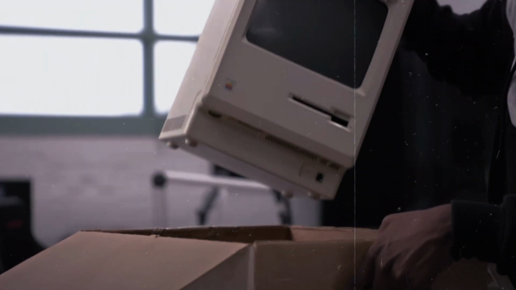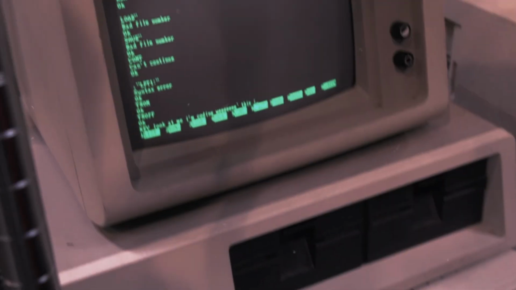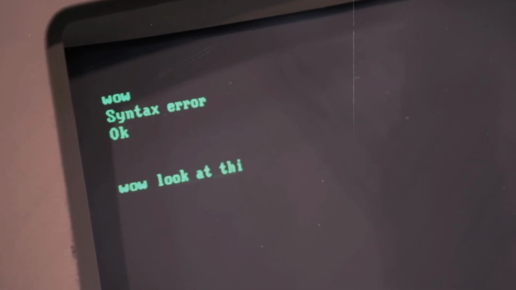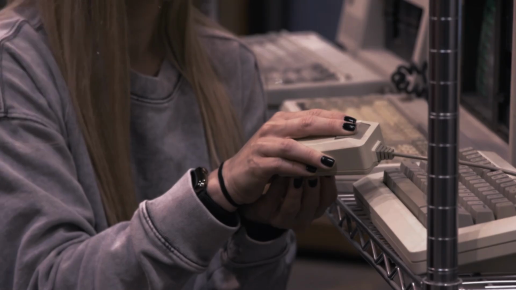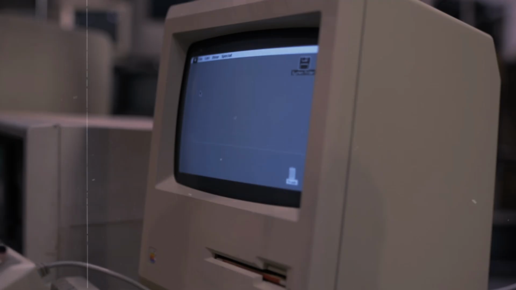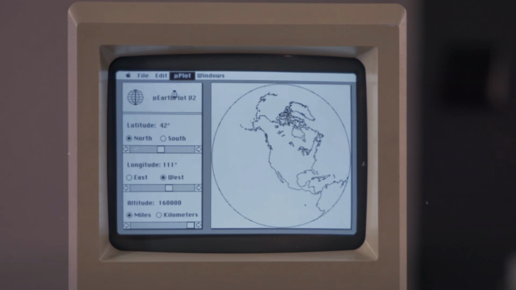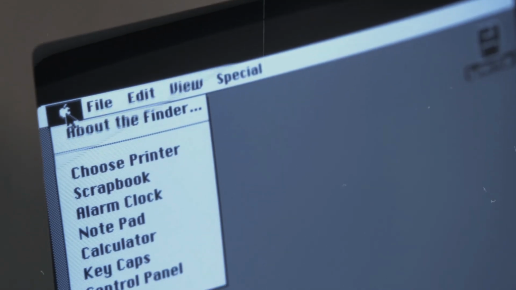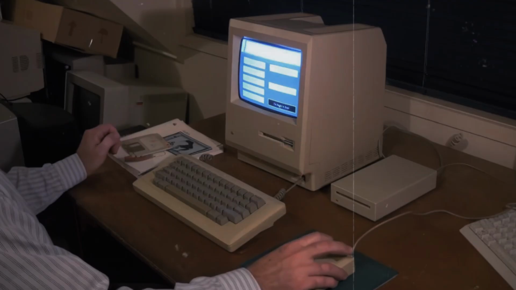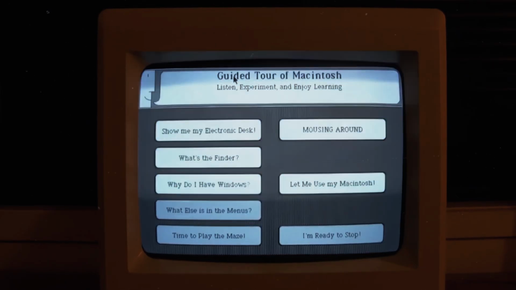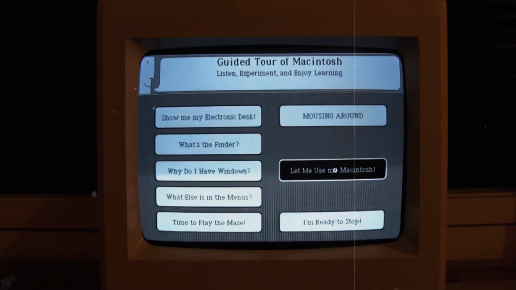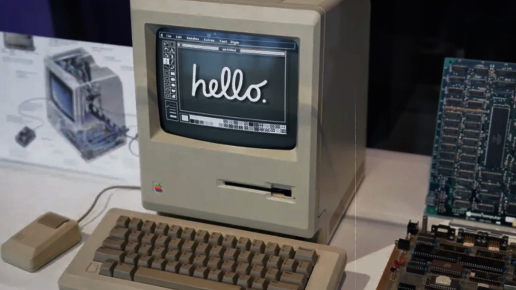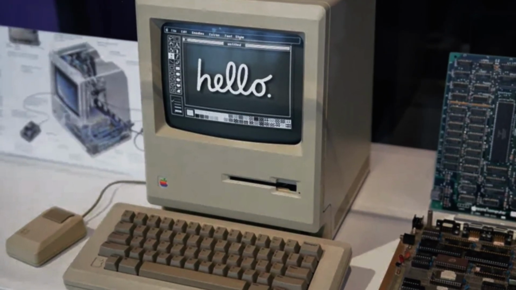It boasted a sleek all-in-one design with a 9-inch black and white monitor and a 3.5-inch floppy disk drive. Powered by the Motorola 68000 processor, it featured groundbreaking software like Mac Paint and Mac Write, which allowed users to interact with computers visually through icons, menus, and a mouse. It was a breeze at a time when most computers operated through text input, which we call the command line interface. This intuitive approach, pioneered by the Macintosh, made computing more accessible to the average person.